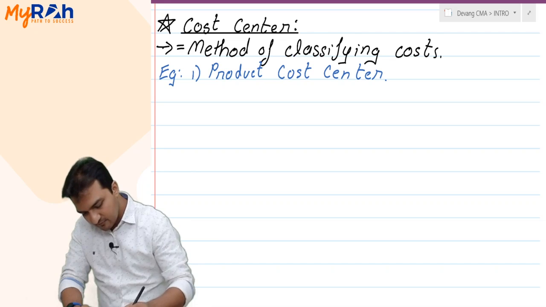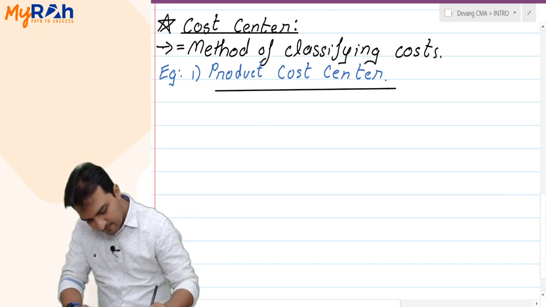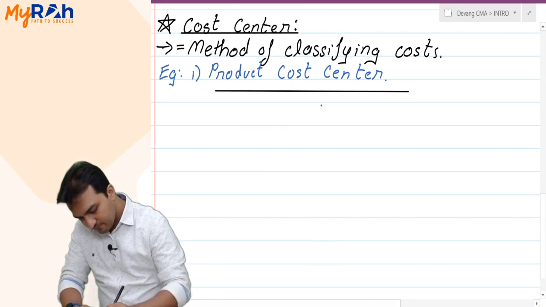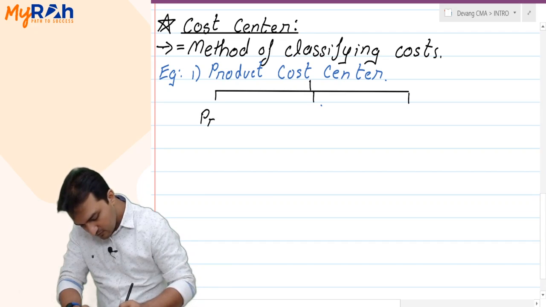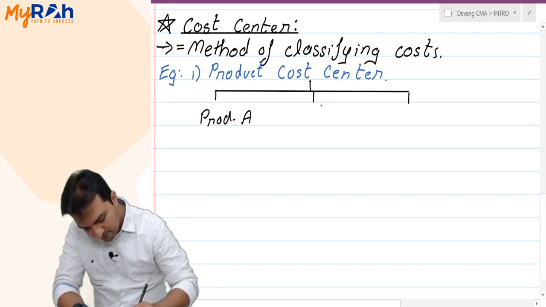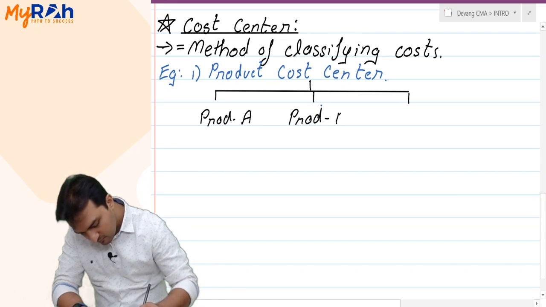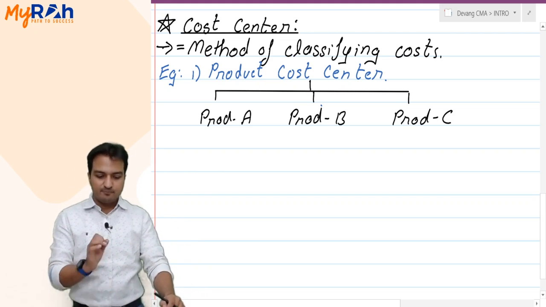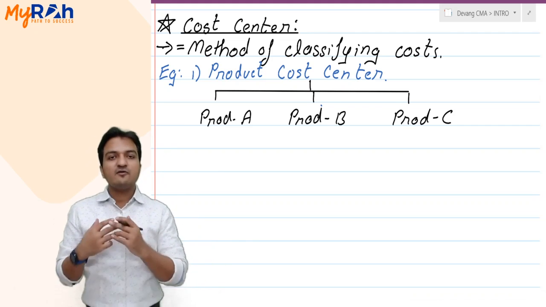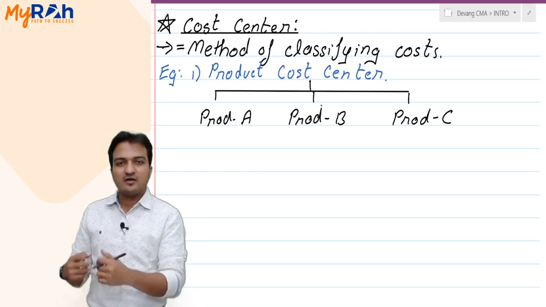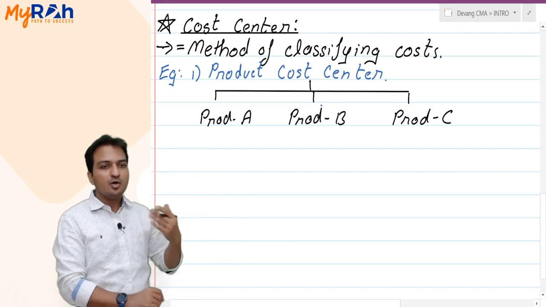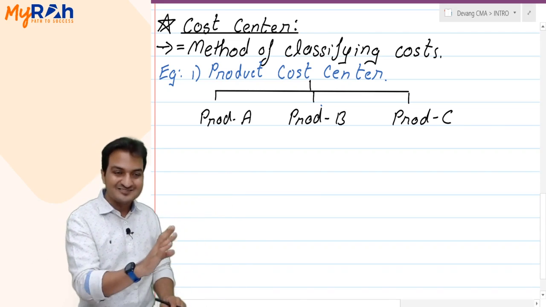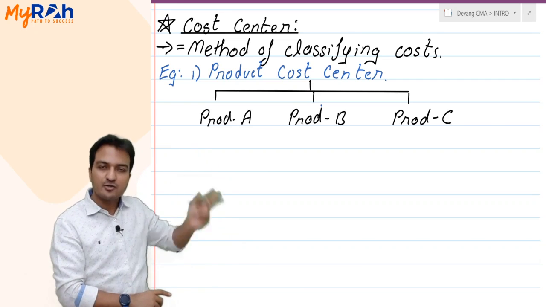Say, for example, I will classify my costs between product A, product B, product C. Whatever costs I have incurred during the year, whatever cost I have estimated for the year, I will classify them between product A, product B, product C. Which cost is incurred for product A, which is for B, which is for C, and I will put them in respective columns, make totals in each column.